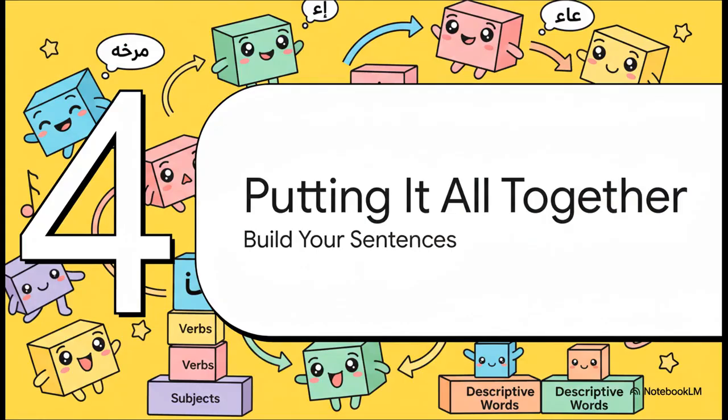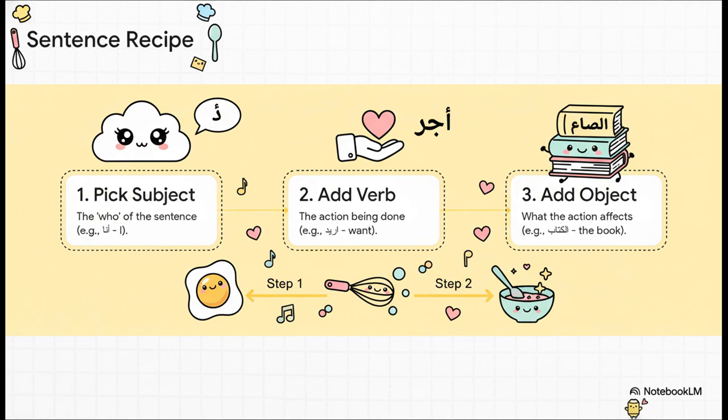All right, this is the moment. We have collected all of our building blocks. We've got our subjects, we've got our verbs, our objects, our descriptive words. Now for the really fun part, seeing how easily you can mix and match these to build your own sentences completely from scratch. Seriously, just think of it like a simple recipe. It's that easy. Step 1, you pick who you're talking about. Let's use ana, which means I. Step 2, you add what they're doing. We'll use urid, which is the I form of to want. And for step 3, you add what it is they want. How about al-kitab, the book? Put it all together, ana urid al-kitab. I want the book. It really is that simple.